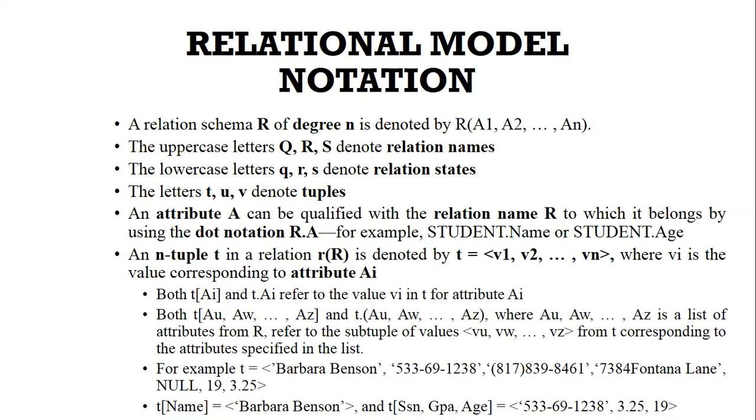If you want to mention the tuple along with the attributes, you can write it like this: t[name] equals Barbara Benson, and t[SSN, GPA, age] equals the corresponding values. So like this we can mention it.